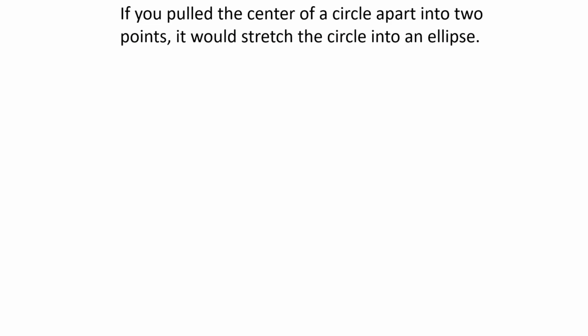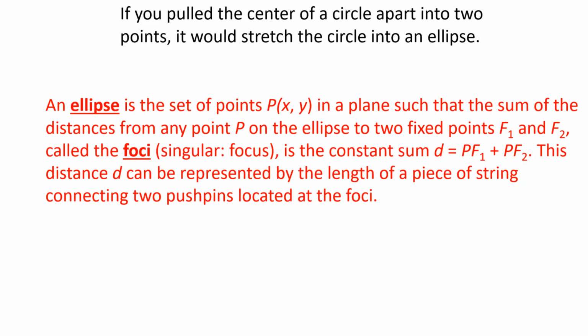If you pulled the center of a circle apart into 2 points, it would stretch the circle into an ellipse. So an ellipse is kind of a squashed circle. Now, I hope that you watched the other video because this will make much more sense if you've already seen it. An ellipse is the set of points in a plane such that the sum of the distances from any point P on the ellipse to 2 fixed points, F1 and F2, which I called F and G in the last video, called the foci, is the constant sum.